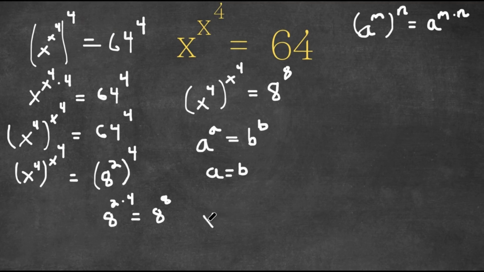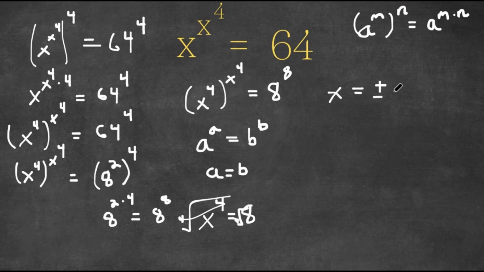So now I'm going to write x to the power of 4 equals 8. So now we simply have a simple equation. To cancel out this power, I'm going to take the 4th root on both sides. So then these two cancel out, and I get x is equal to positive or negative 8 to the 4th root. So this is our answer.